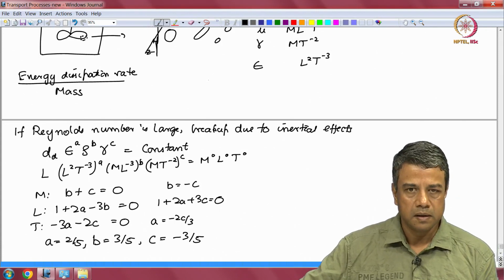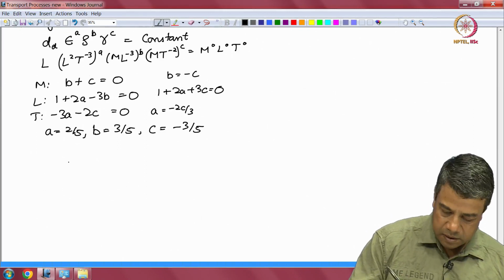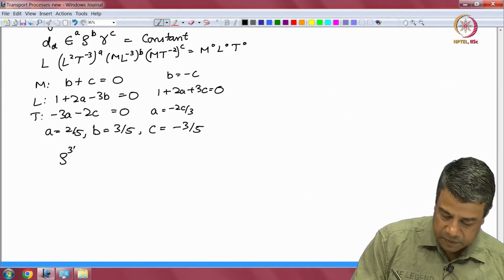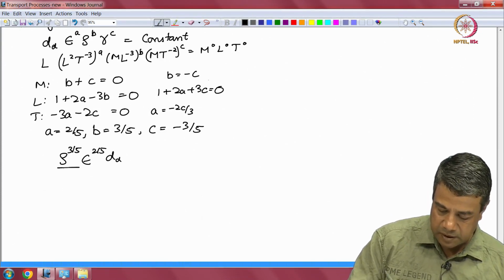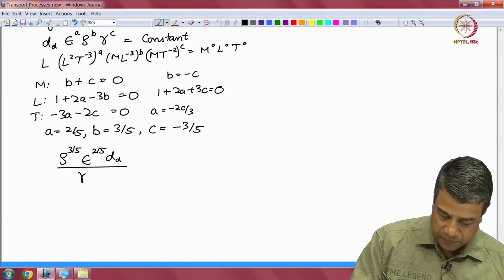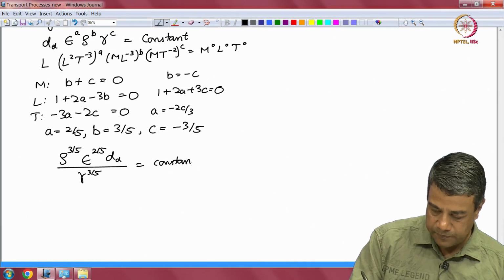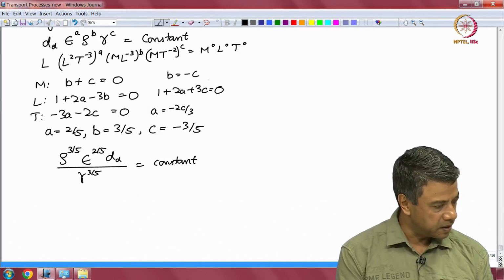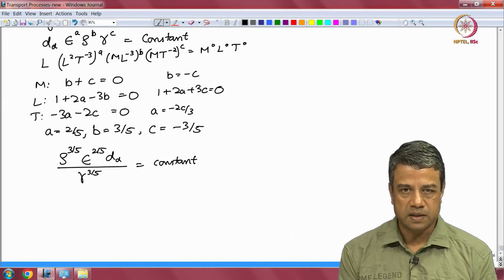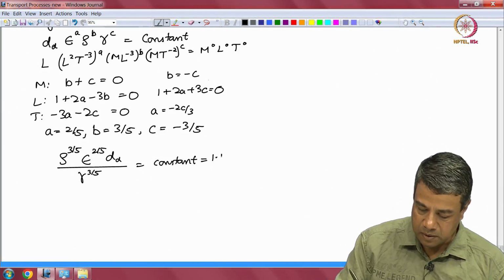Okay. So, that is the final solution of these equations. That means that rho power 3 by 5, epsilon power 2 by 5, droplet diameter divided by gamma power 3 by 5 is equal to a constant. And if you know what this constant is, you can then estimate the droplet diameter. There have been studies which have measured this, and they show that the constant is approximately equal to 1.1.